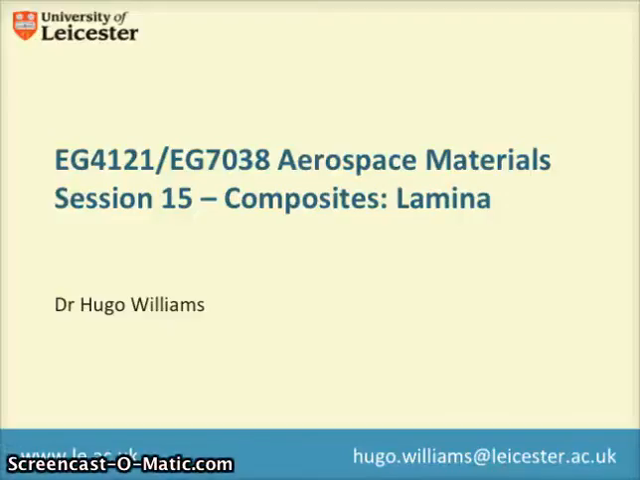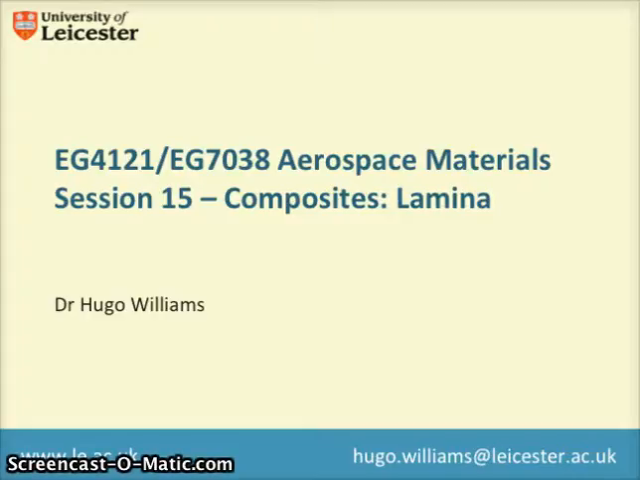Hello, so this is a preview screencast for session 15, where we're going to start looking at lamina, composite lamina, so individual ply properties of a composite. And we're basically going to build on what we did previously, where we were looking at the constituents. So we learnt in the previous session on composites that the individual fibres of carbon or glass or Kevlar have enormous specific properties compared to bulk metals.